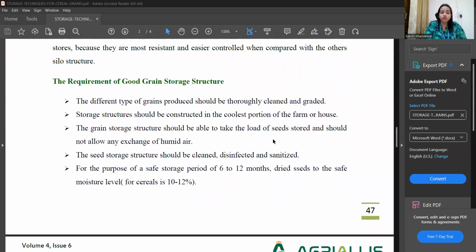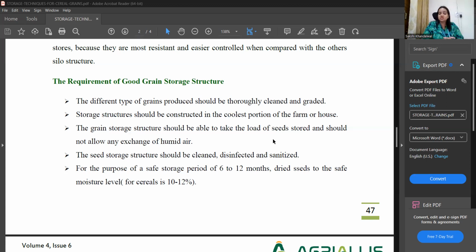So the requirement of a good grain storage structure: the different types of grains produced should be thoroughly cleaned and graded. Why are we requiring a good grain storage structure? Because we want our grains to be cleaned and graded and to be consumed nicely. Storage is a very important part for grains, because we harvest the cereals in bulk and we need to know how to store them. Storage is the most important part, so that the grains can be preserved for a longer time, and they can be useful to us for a longer period of time.